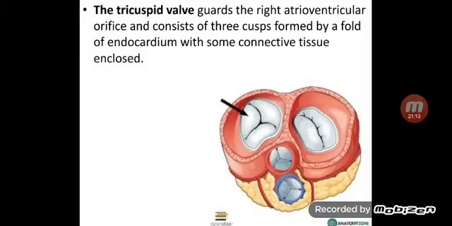Every valve has the same structure, a fold of endocardium with some connective tissue. Any valve I talk about in this lecture has the same structure, just a fold of endocardium with some connective tissue. The tricuspid valve communicates between the right atrium and right ventricle. It consists of 3 cusps.